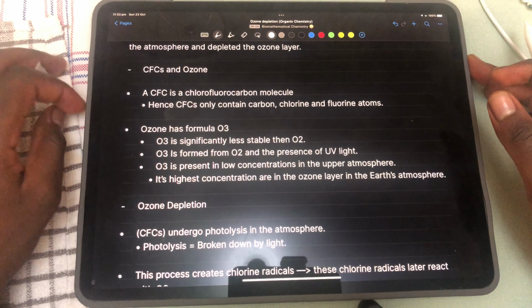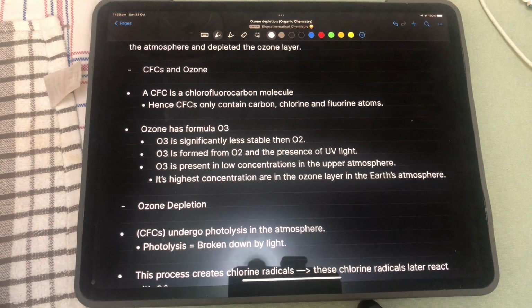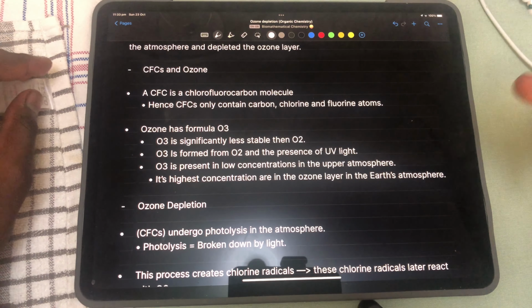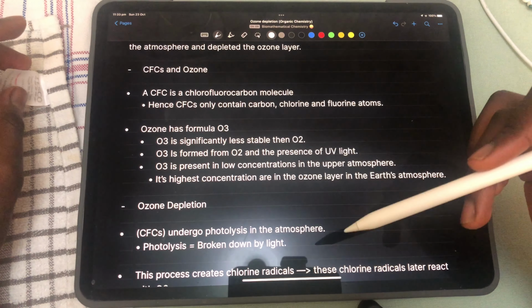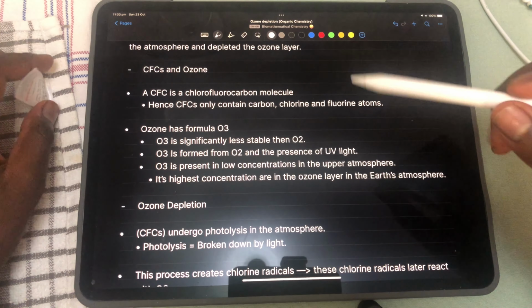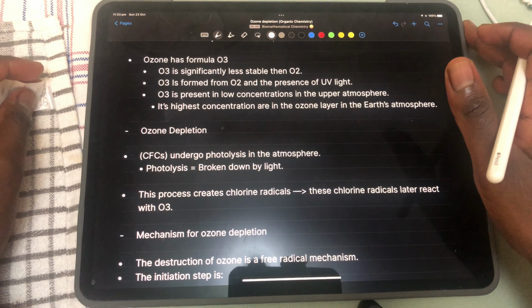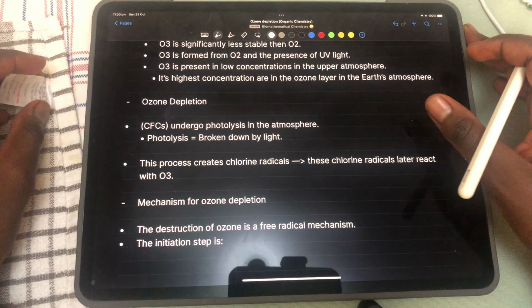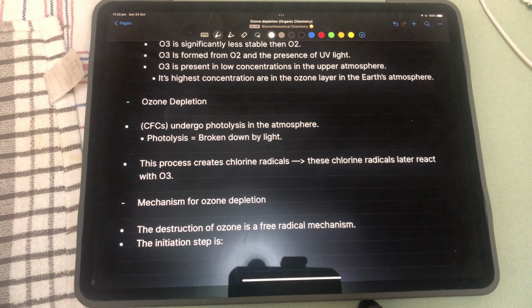Now, ozone depletion. CFCs can undergo photolysis in the atmosphere. Photolysis is, as it sounds, being broken down by light. Photo meaning light, and lysis meaning to break. So, break down using light. This process creates chlorine radicals, and these chlorine radicals later react with O3.